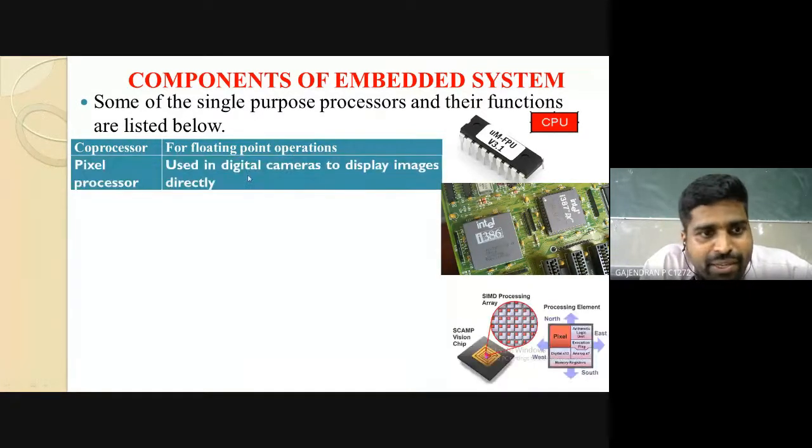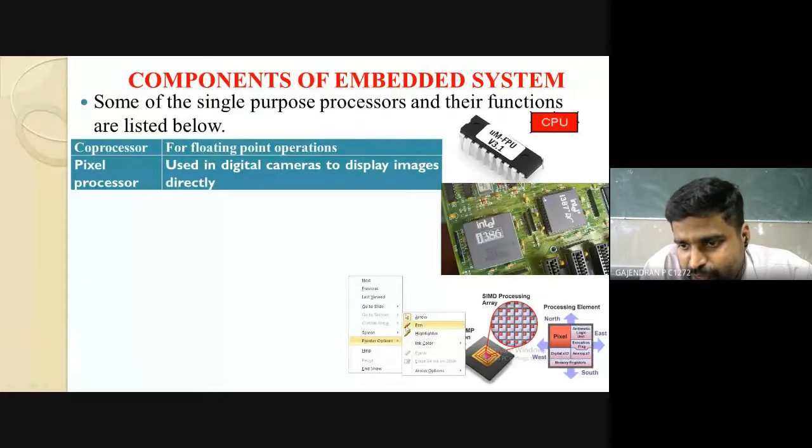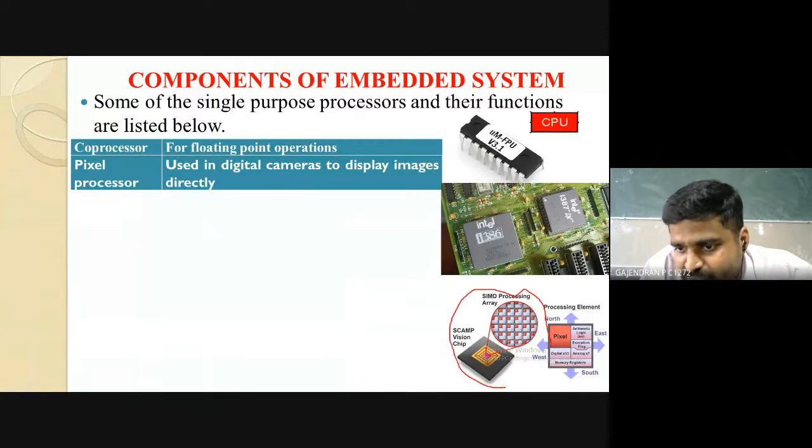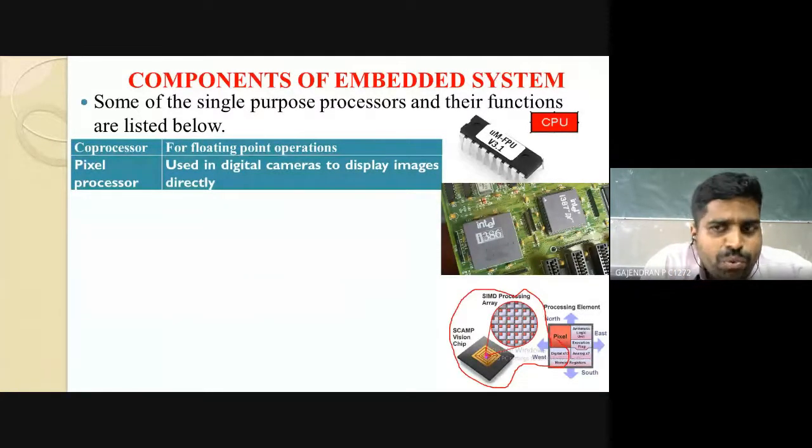Then for pixel processing, where do we do pixel processing? Can anyone tell me? You have some chip for pixel processing. Any idea? Unmute and tell please. Pixel processor, where will we use it? Think about your mobile phone and tell.